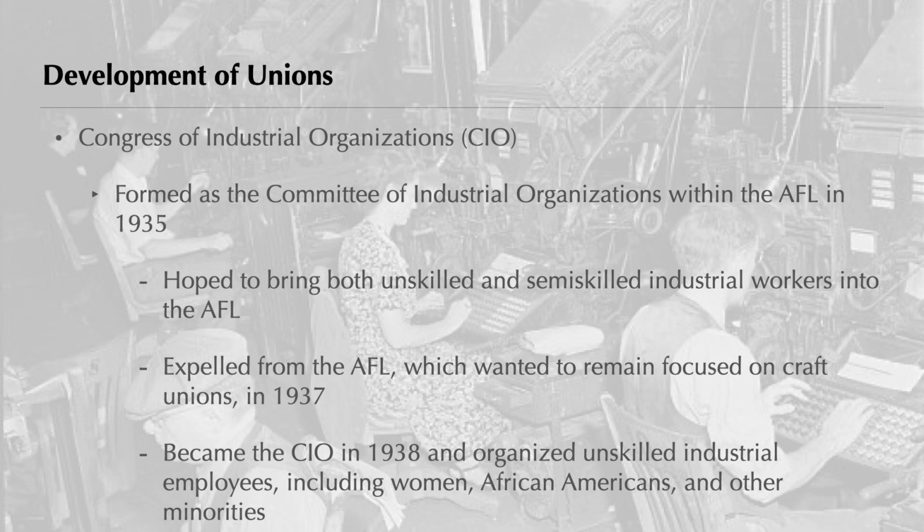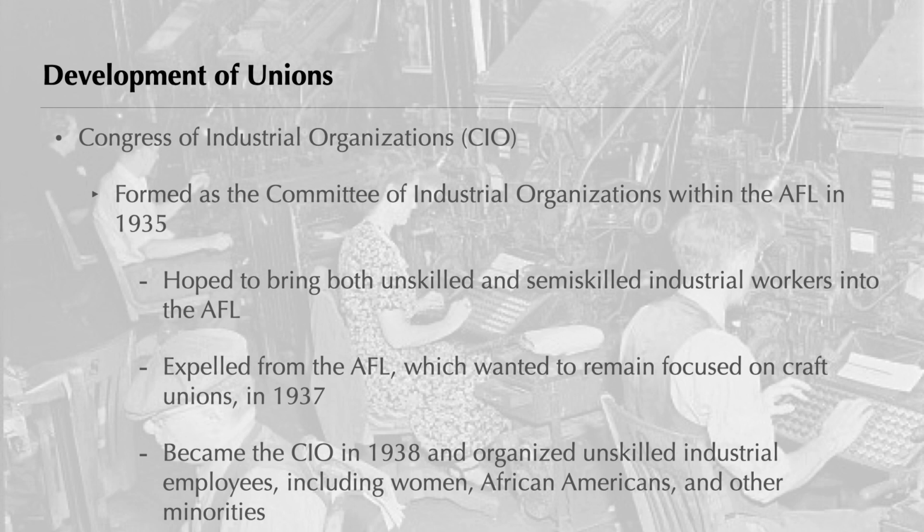By 1937, AFL leaders, determined to keep the organization focused on craft unions, had expelled Lewis and all of the industrial unions that he had helped organize. A year later, Lewis became president of the newly named Congress of Industrial Organizations, or CIO.